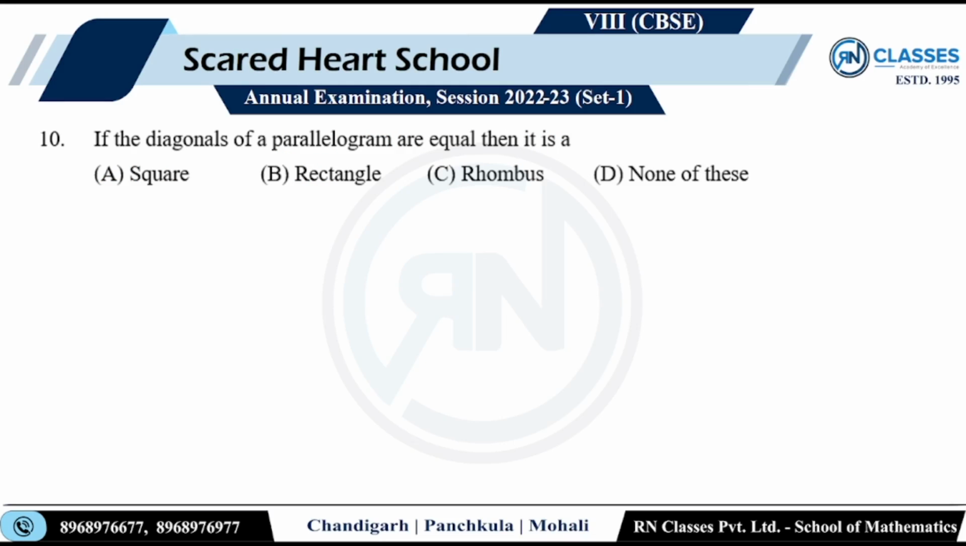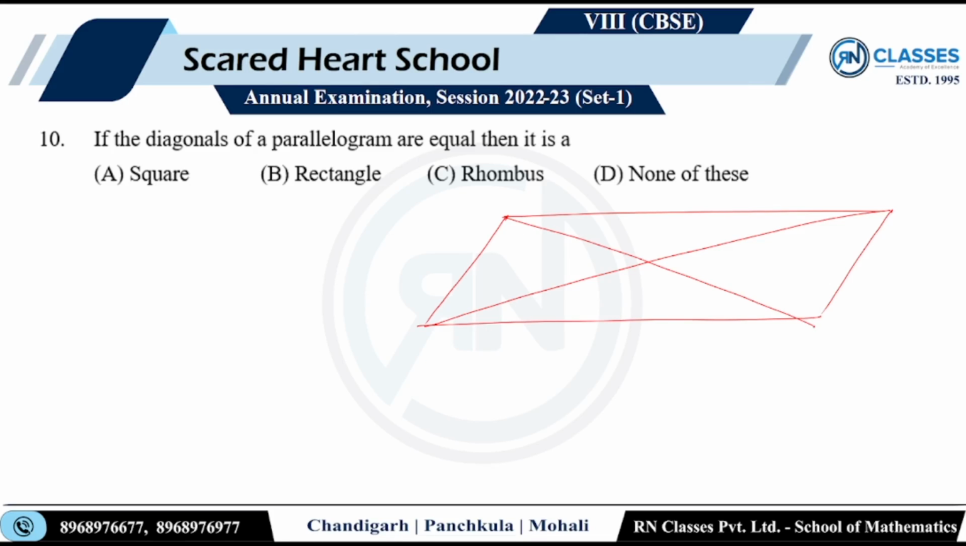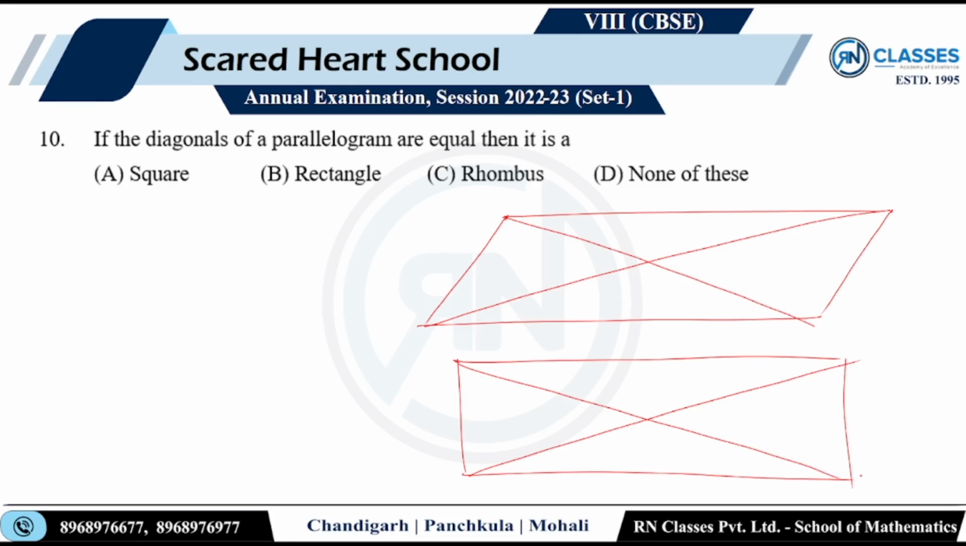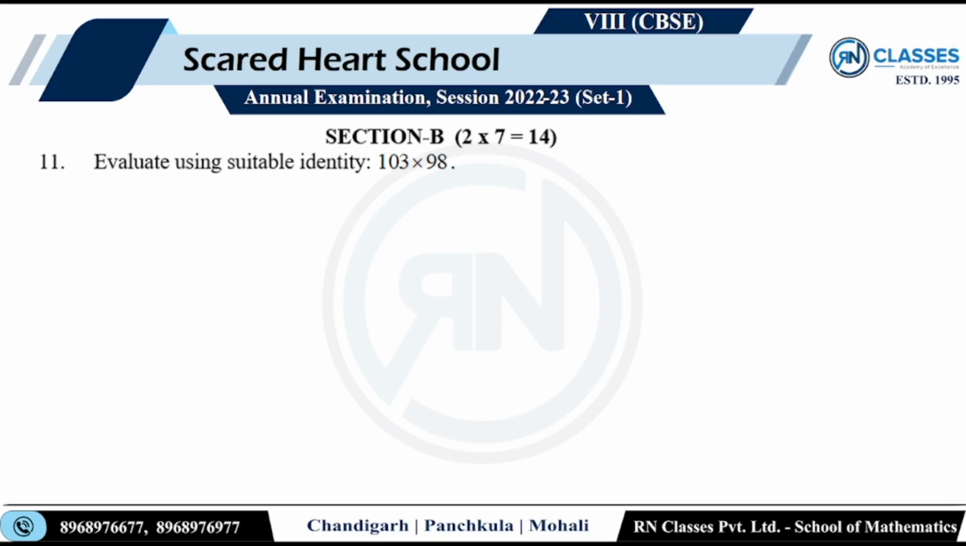Next, if the diagonals of a parallelogram are equal, brother, a parallelogram looks like this, are its diagonals equal? No, this one is longer and this one is smaller. If you want to make them equal, it has to be something like this. Now tell me, are both diagonals equal? Yes. Is this a square or a rectangle? Of course it is a rectangle. Square is a special type of rectangle. Did I talk about a special type here? Be careful, follow your instinct. You get full marks. Now Section B, each question carries 2 marks.